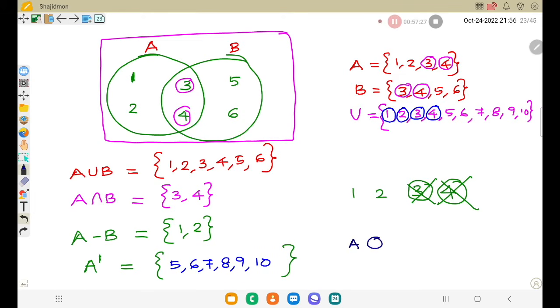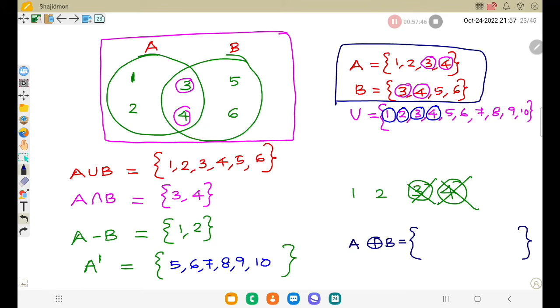A symmetric difference B equals. How to calculate A symmetric difference B? A symmetric difference B means from A and B delete the common numbers. Delete the common numbers, the intersection numbers. So what are the common numbers in A and B? You can see here. 3 is common, 4 is common in both sets. Delete these two numbers. What are the remaining? 1, 2, 5, 6. This is what we call A symmetric difference B.